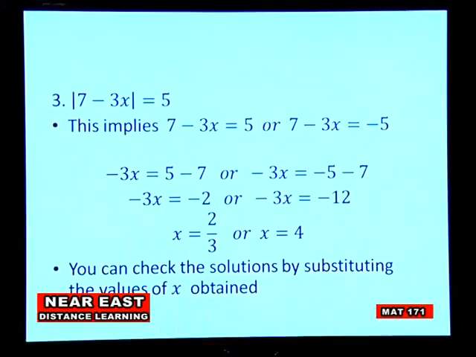You can check the solutions by substituting the values of x obtained. If x is equal to 4, put it in: 7 minus 3 times 4. 3 times 4 is 12. 7 minus 12 is minus 5. The absolute value of minus 5 is 5, which makes the equation true. So put x equal to 2 over 3. I have 7 minus 3 times 2 over 3. The 3 will cancel the 3 and you have 2. 7 minus 2 is 5, which is also true. So try and check and clear your doubts.